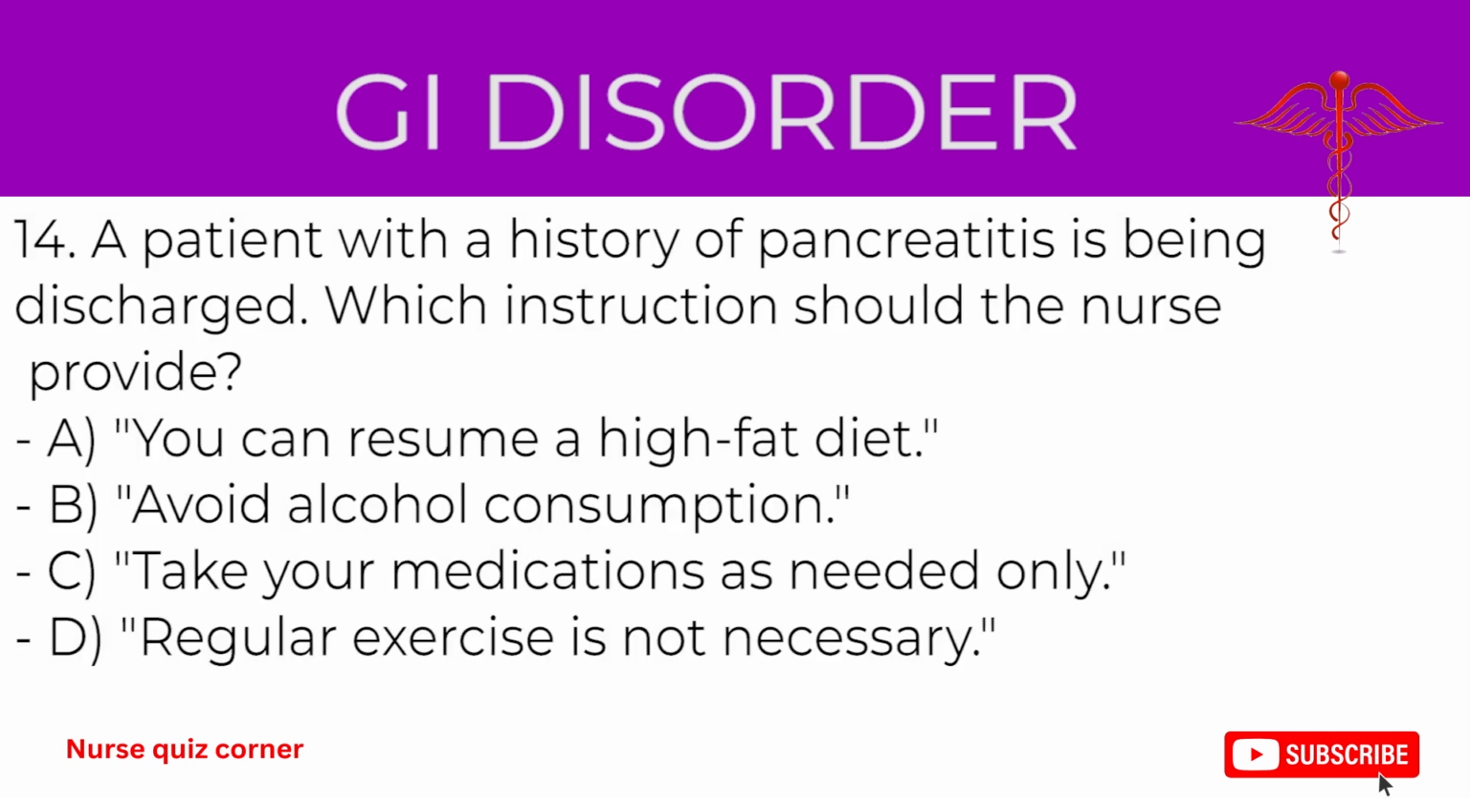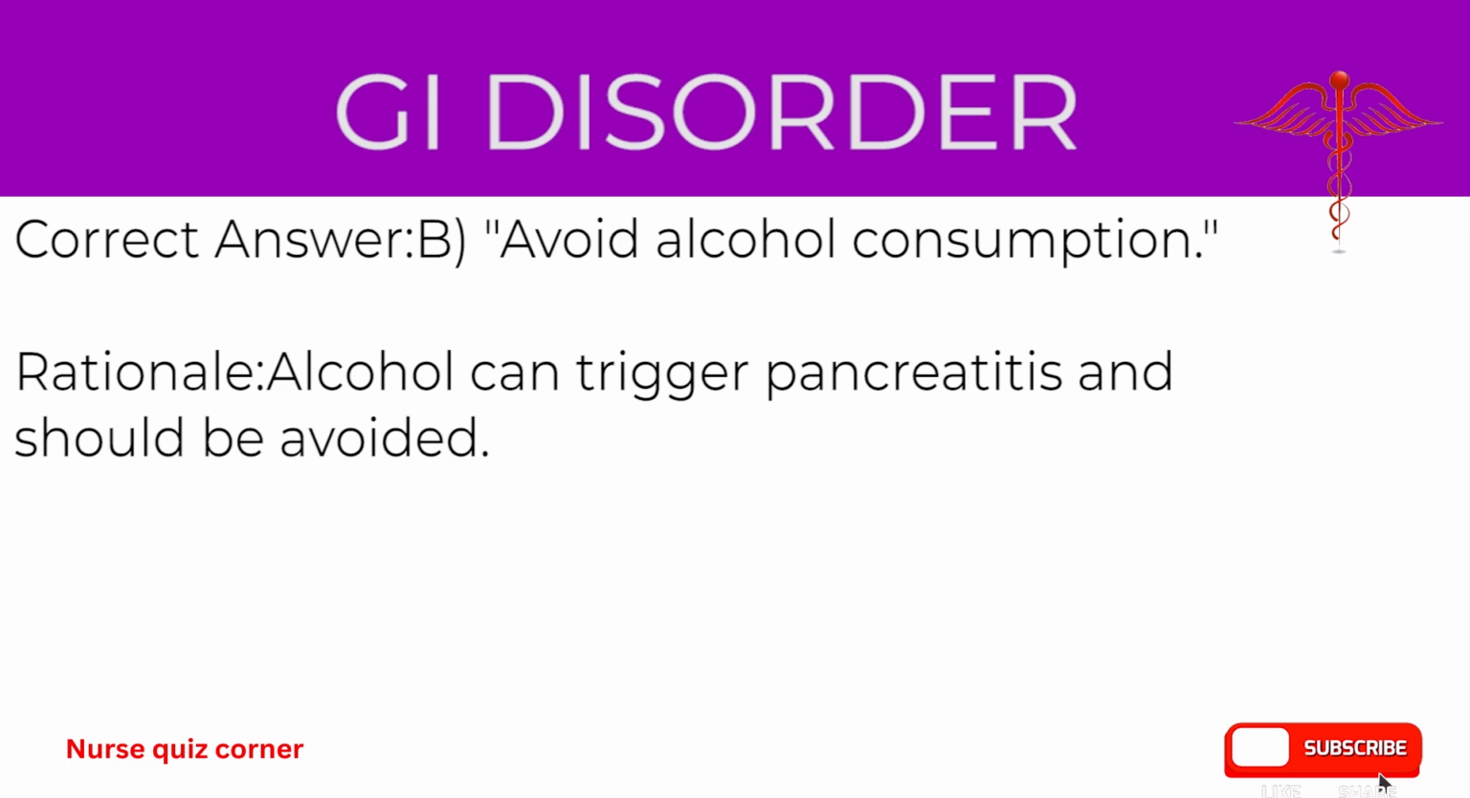14. A patient with a history of pancreatitis is being discharged. Which instruction should the nurse provide? A. You can resume a high-fat diet. B. Avoid alcohol consumption. C. Take your medications as needed only. D. Regular exercise is not necessary. Correct answer: B. Avoid alcohol consumption. Rationale: alcohol can trigger pancreatitis and should be avoided.